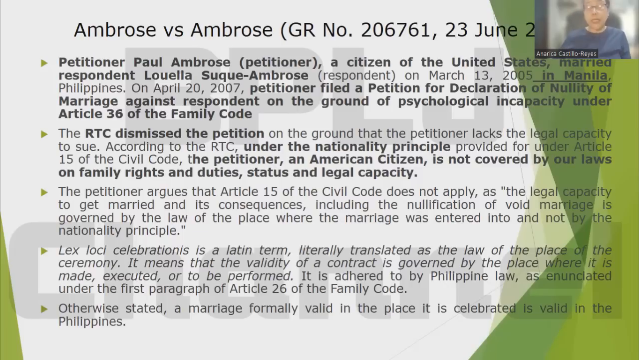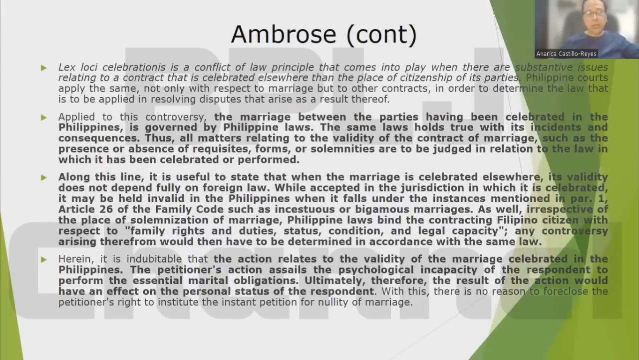Remember, Paul is a U.S. citizen. He invoked the Family Code. Nationality principle, remember that if you are a citizen of another country, your national laws follow you. Now, of course, the RTC dismissed the petition because Paul is an American citizen and he is not covered by the Family Code. Okay, the marriage between the parties having been celebrated in the Philippines, it is governed by Philippine laws. The same law holds true with its incidents and consequences.